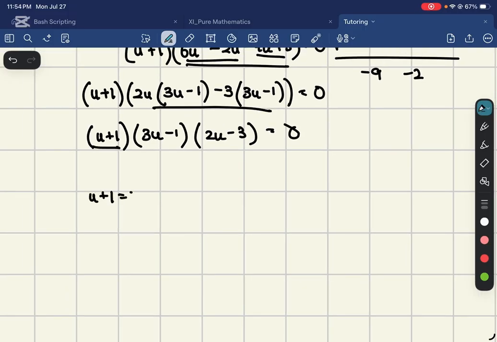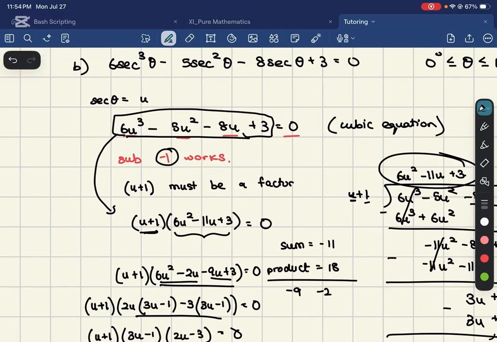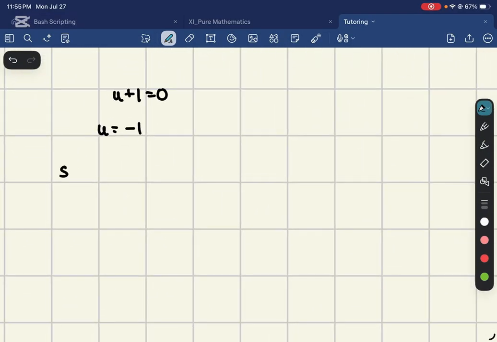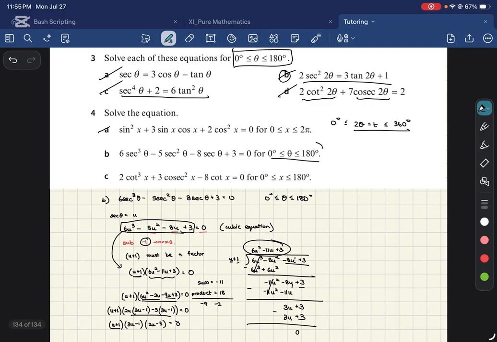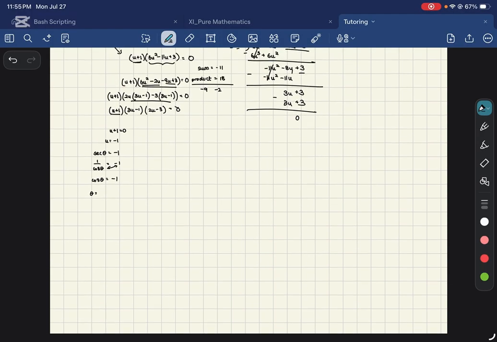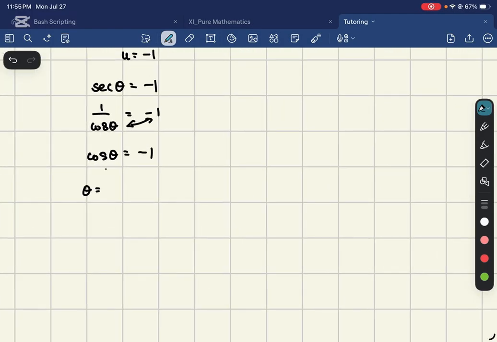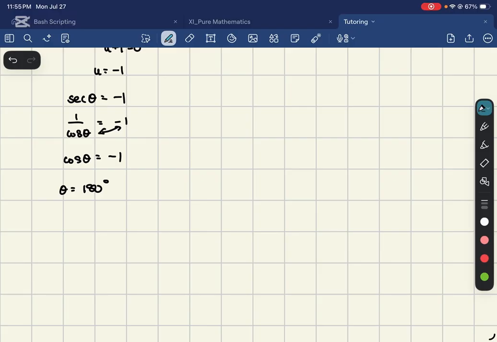Alright, so now that we have this expression, we just need to set everything individually to 0. So let's say u plus 1 is equal to 0. That means u is equal to negative 1. And what was u? Remember, u was secant theta. So secant theta is equal to negative 1. That means 1 over cos theta is equal to negative 1. That means cos theta, if you exchange, is equal to negative 1. And theta, so we are solving between 0 and 180 degrees. So the only value that gives me negative 1 within that is 180 degrees itself. Cos 180 is equal to negative 1. Alright, so that's one solution.